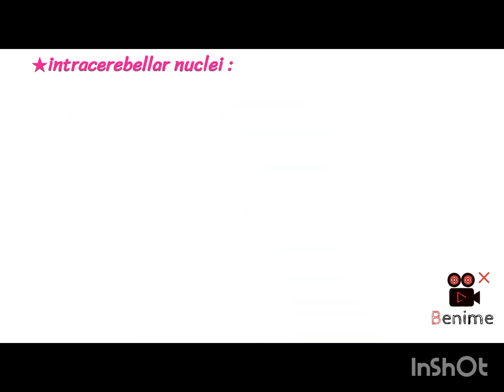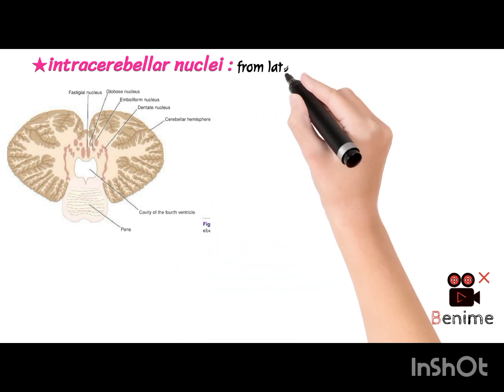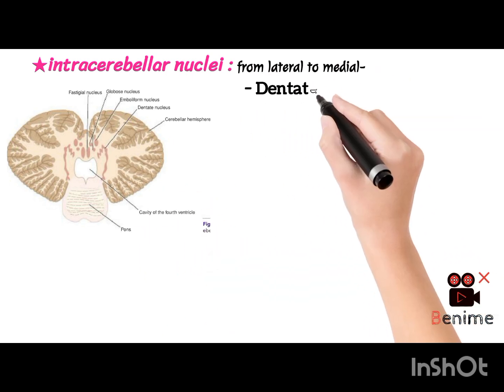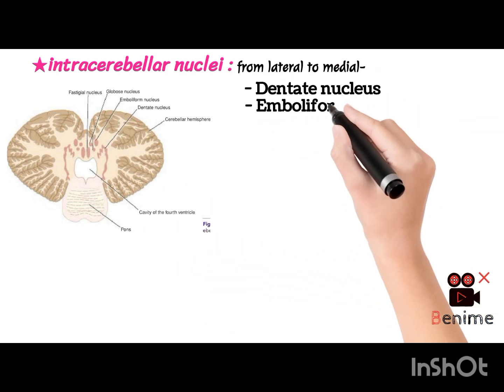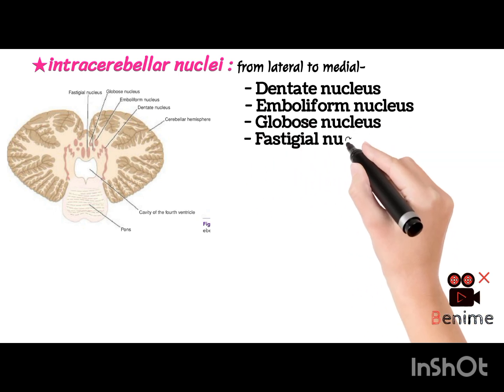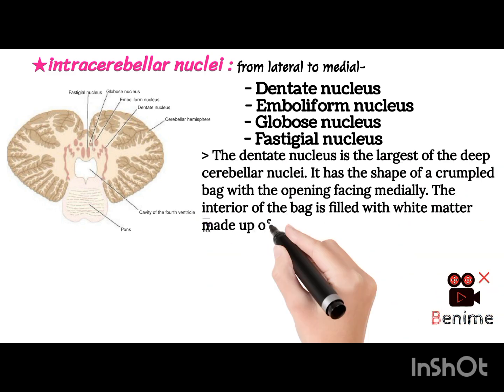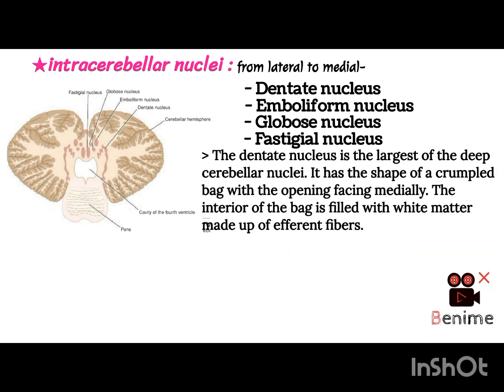Now the intracerebellar nuclei. From lateral to medial, there are dentate nucleus, emboliform nucleus, globose nucleus, vestigial nucleus. The dentate nucleus is the largest of the cerebellar nuclei. It has the shape of a crumpled bag with the opening facing medially. The interior of the bag is filled with the white matter made up of efferent fibers.